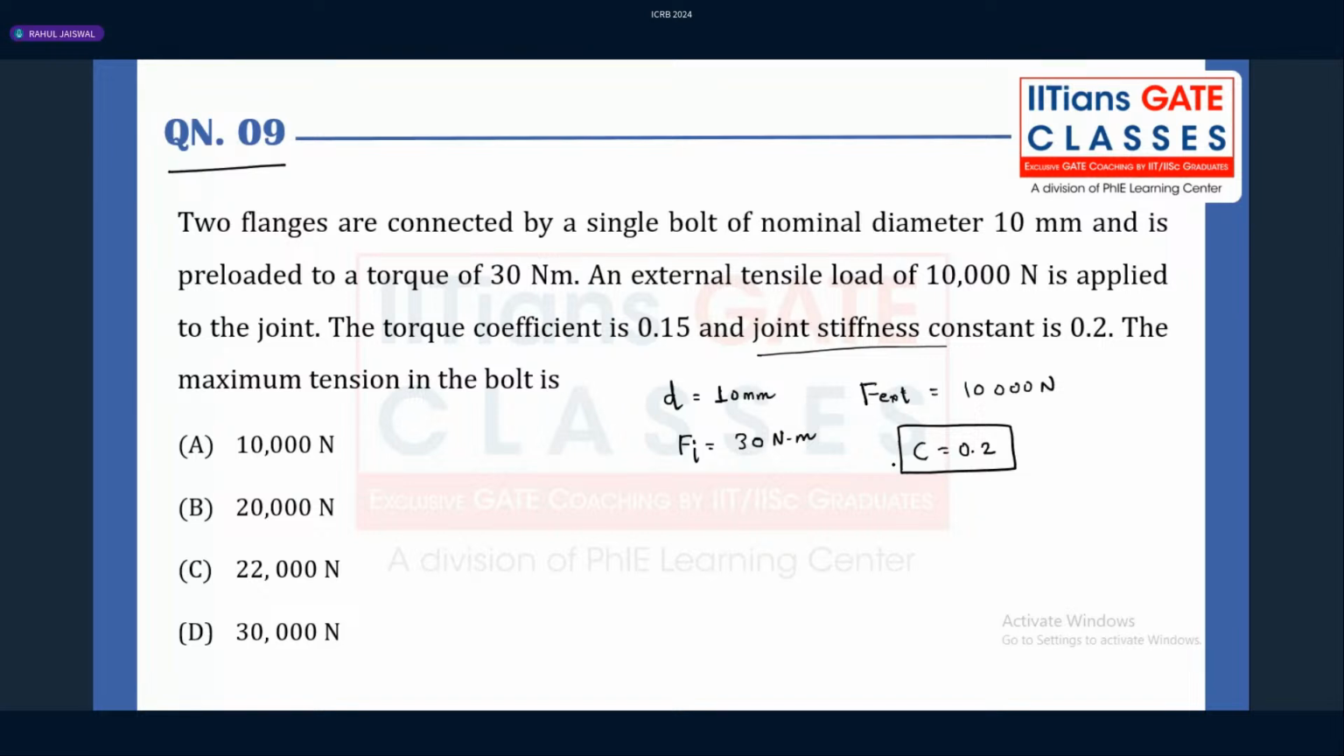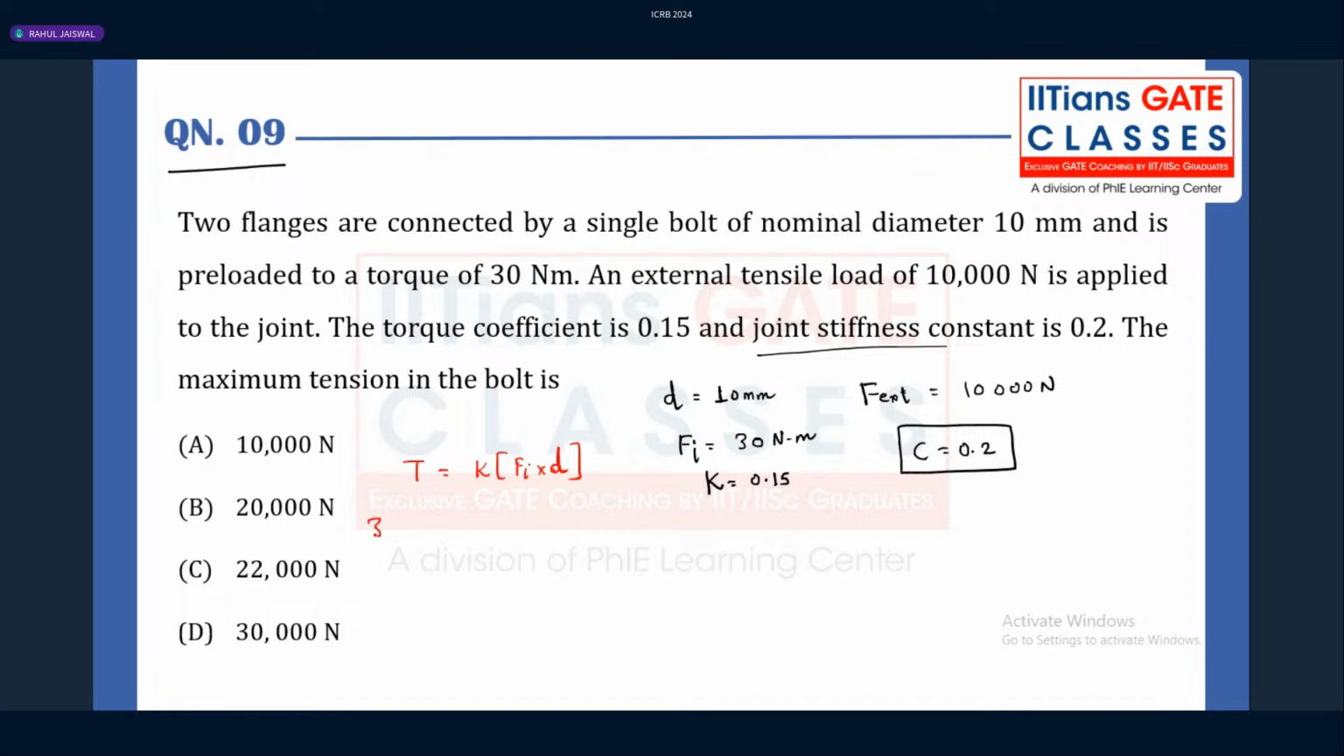But here the main thing is that we need to remember the formula. What they have given: the torque coefficient K is 0.15. The joint stiffness constant is given as 0.2. The maximum tension in the bolt is what, guys? If you want to calculate the maximum tension in the bolt, first of all, we know that torque is equal to K times Fi into d. The diameter of the bolt I have represented with a small d. So torque T equals K times Fi into d. From here, the torque, what value have they given? 30 Newton meter, right?